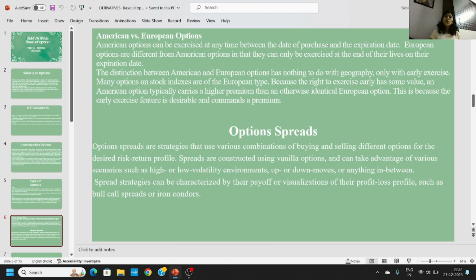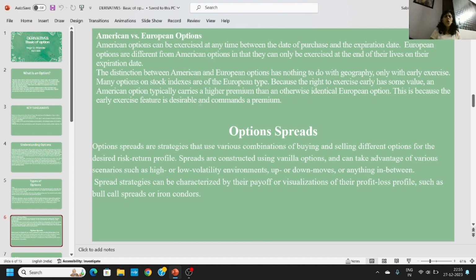Now, American and European options. American options can be exercised any time between the date of purchase and the expiration date, but European options are different. They can only be exercised at the end of their life, on their expiration date. In between, you cannot exercise. So the distinction between American and European options has nothing to do with geography, only with early exercise.